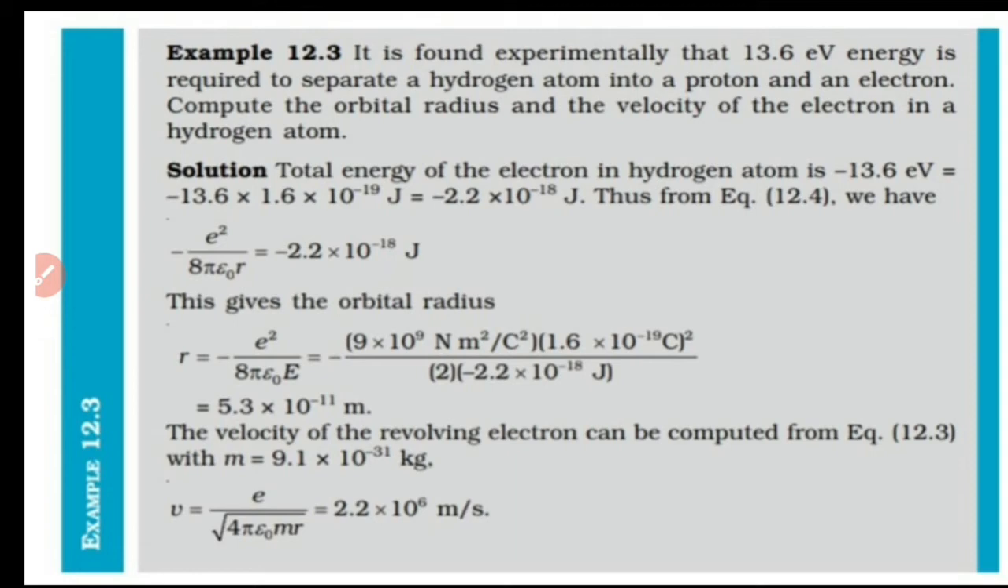And the velocity of the revolving electron can be computed using the equation v is equal to e divided by the square root of 4 pi epsilon 0 into m into r. Substituting the values, we will get the velocity as 2.2 into 10 raised to 6 meter per second. There we have m is equal to mass of the electron, that is 9.1 into 10 raised to minus 31 kilogram, and radius we already got, that is 5.3 into 10 raised to minus 11. e as usual is 1.6 into 10 raised to minus 19.